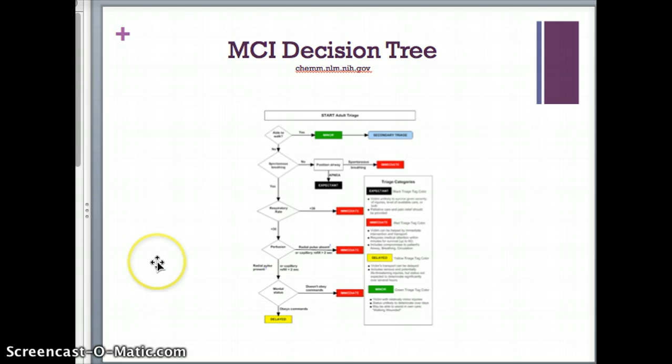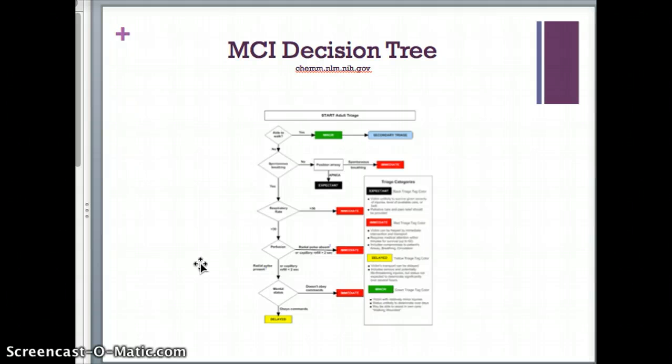The MCI decision tree is one in which it categorizes patients in a mass casualty incident. A level red is the highest level. It is somebody who does have life-threatening injuries, but they can be saved. A level yellow has non-life-threatening injuries, but they cannot get to the treatment facility on their own. A green level is called the walking wounded. It's the second lowest, and the patients can seek treatment on their own. The black level is somebody who is already deceased or cannot be saved.